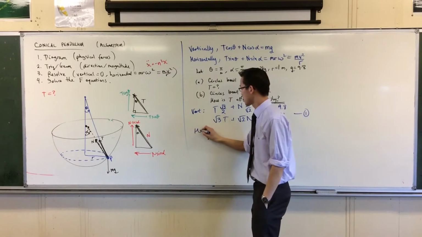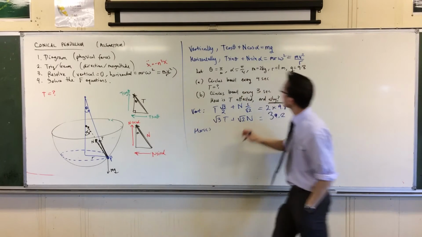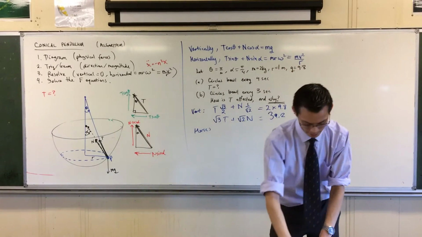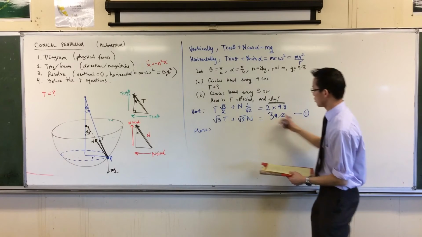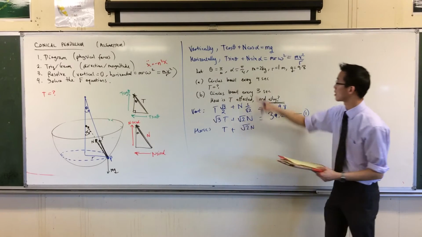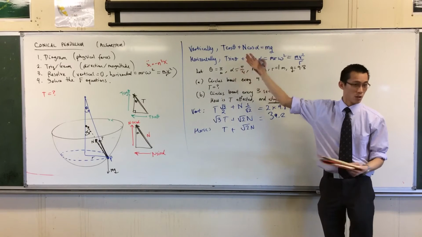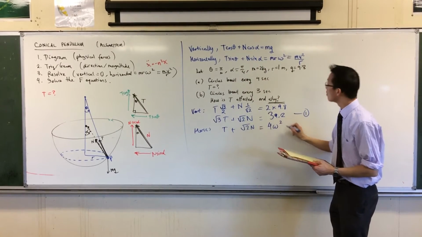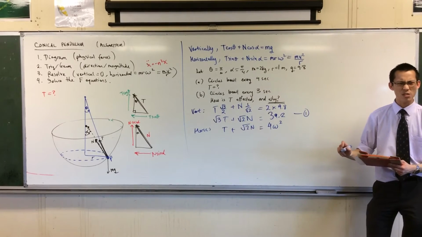Okay, horizontally, I'm going to do exactly the same thing. I'll just save us a bit of time. When you multiply it out, you should get T plus N with this same factor, because it's sine alpha, still 1 on root 2. And you're going to get, I think, 4 omega squared. Yeah? Was that all right?